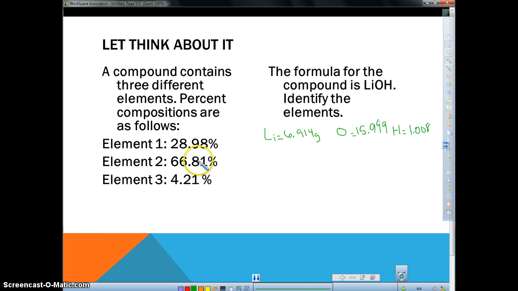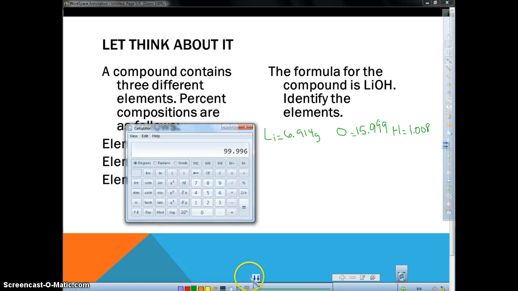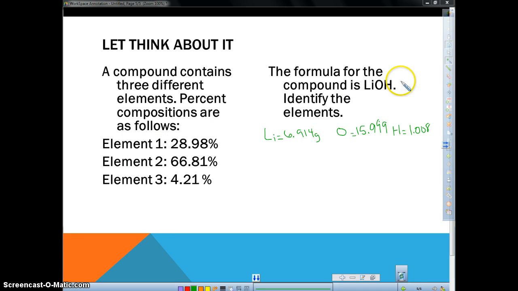So let's look at the total mass of the compound. Let's go ahead and add up these 3 numbers because there's one of each of these represented. So I have 6.914 plus 15.999 plus 1.008. So my total mass, or the molar mass of the compound, is 23.921 grams. That's a total.